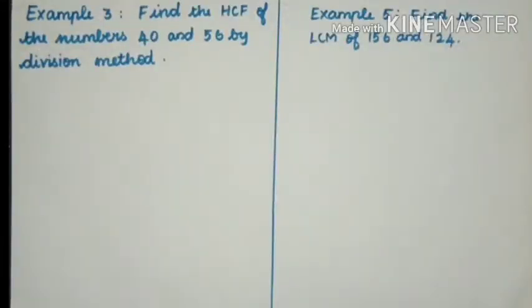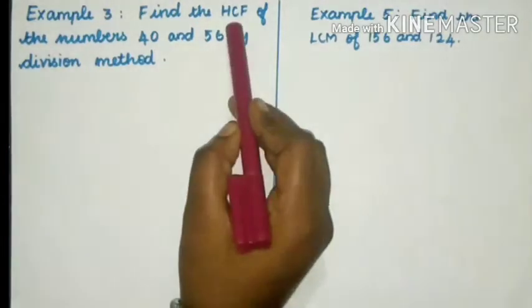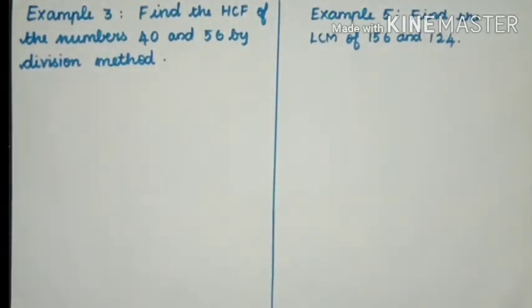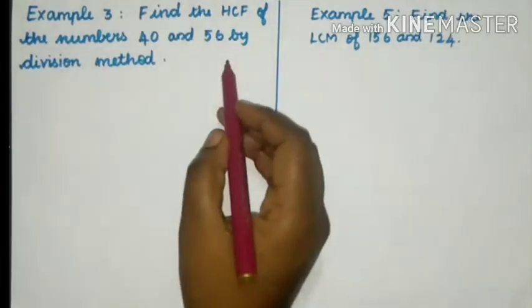Example 3. Find the HCF of the numbers 40 and 56 by division method. Students, here we have to find the highest common factor. HCF means highest common factor, or greatest common divisor, or greatest common factor. We have to find the highest common factor of the numbers 40 and 56.